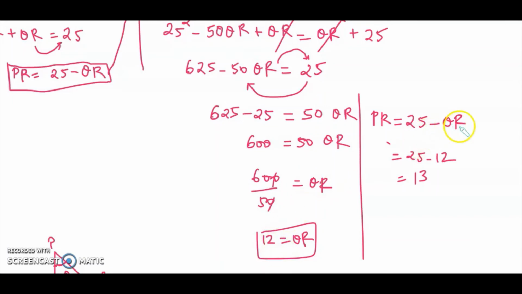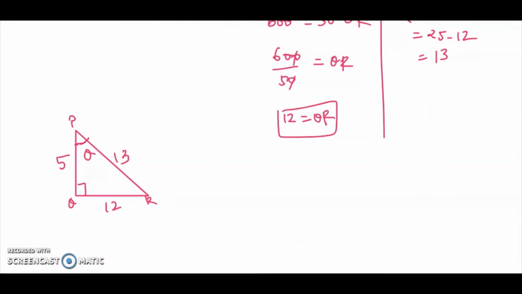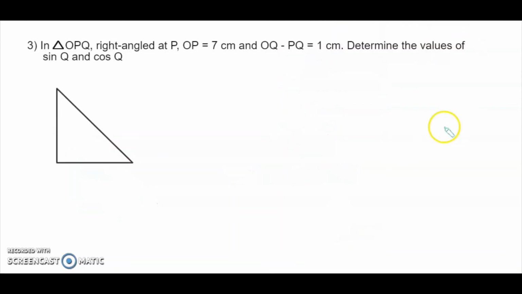Now put this value of QR in PR equals to 25 minus QR. So 25 minus 12 is 13. So the sides of my triangle turn out to be these. Now you have to find sin P, cos P and tan P, which I am leaving for you to finish off. Right? Similar type of question.